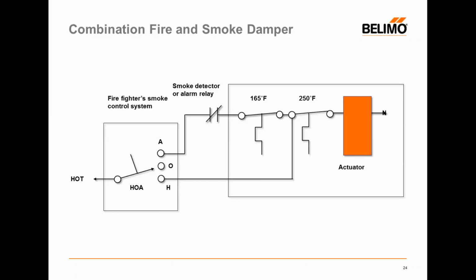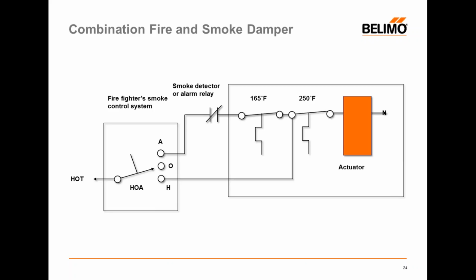What we see here is something a little more sophisticated. Now we're looking at a HOA switch from a firefighter smoke control system that is put in place to control a combination fire smoke damper assembly. In the off mode, power is removed and the fire smoke damper assembly is basically closed. So we remove power from the hot side, damper closes as if we were in a fire alarm condition.